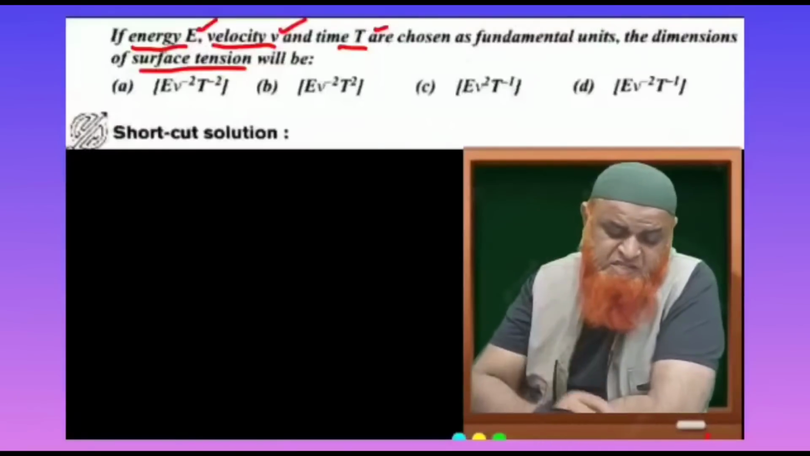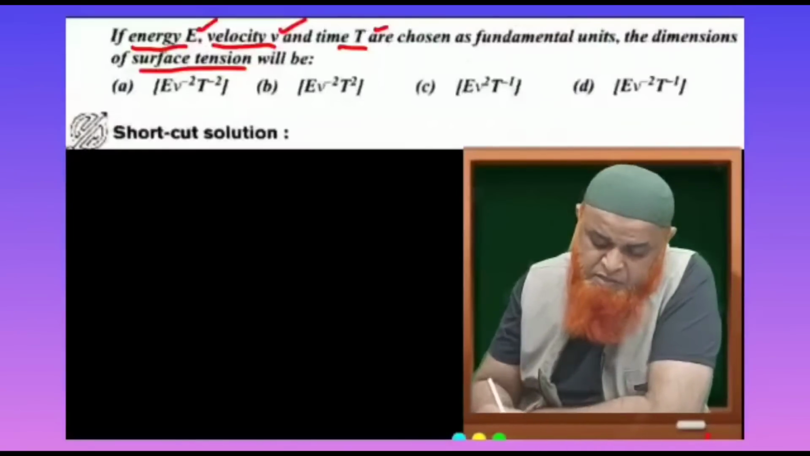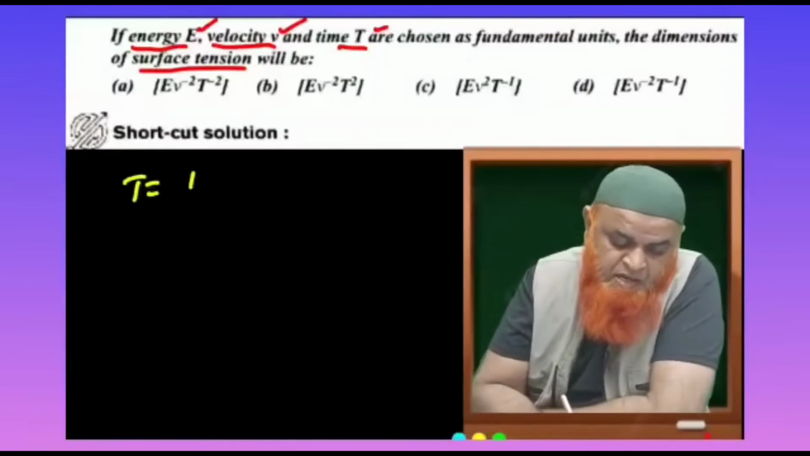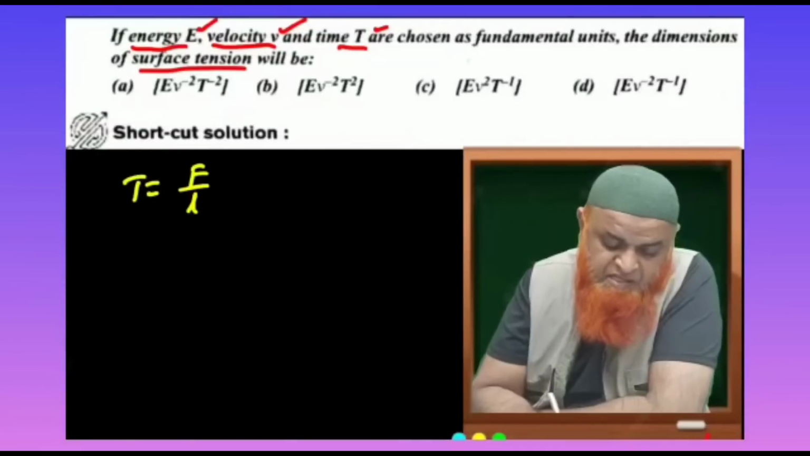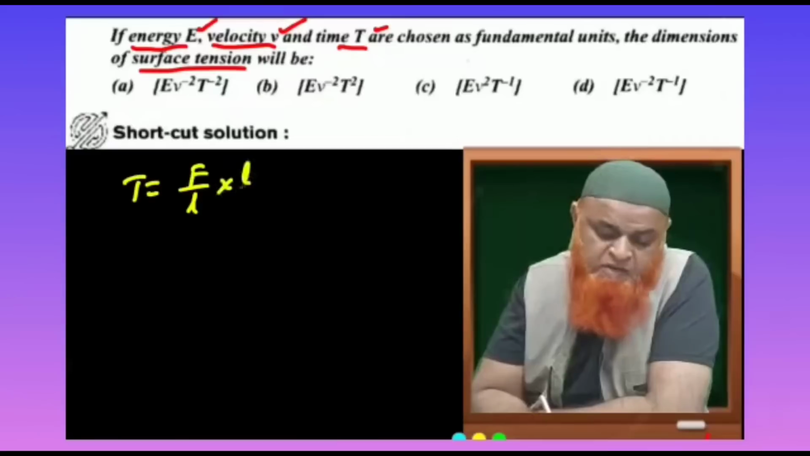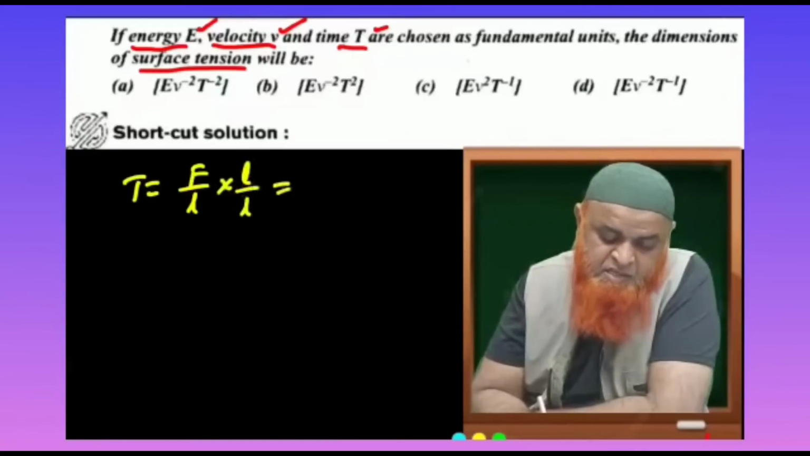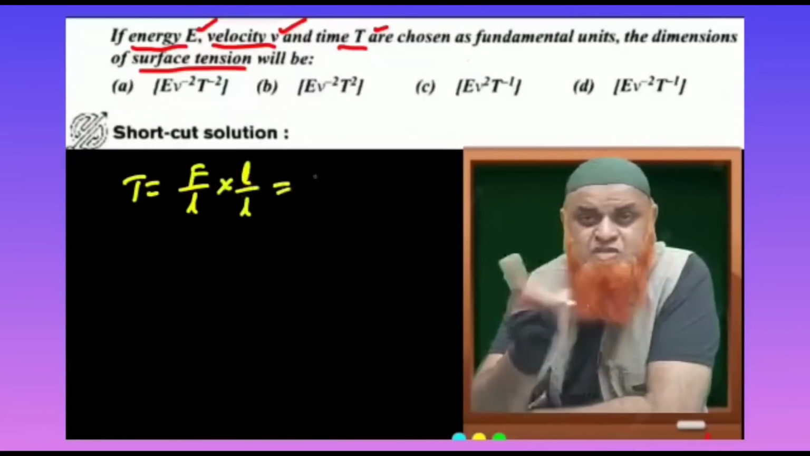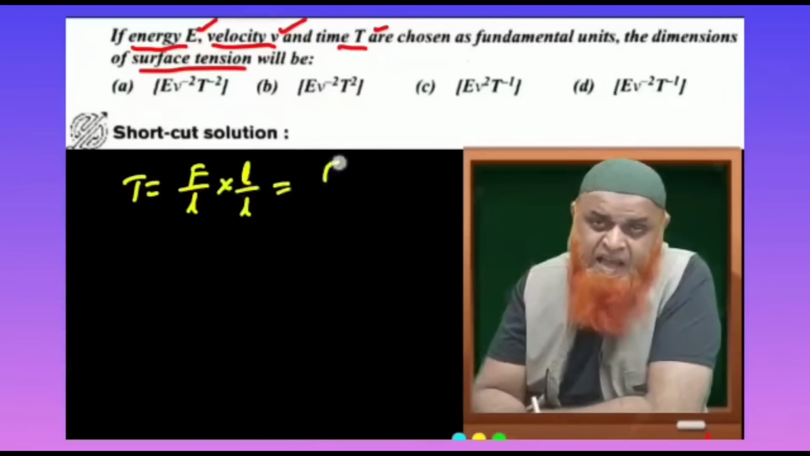So I'll tell you an amazing short trick here. How can you do this one? Now let us see. You can write tension is equal to force by length. Multiply numerator and denominator with length. So force into length, force into displacement, can be taken as energy.